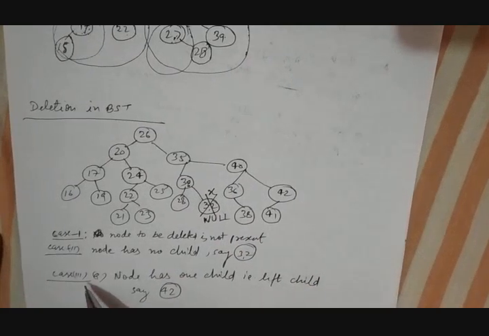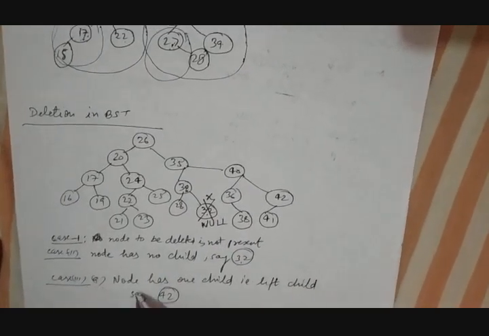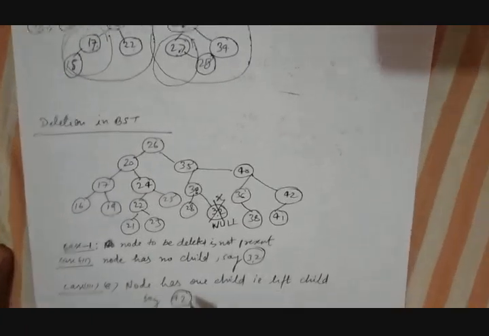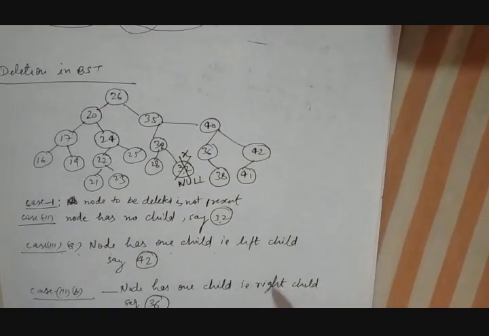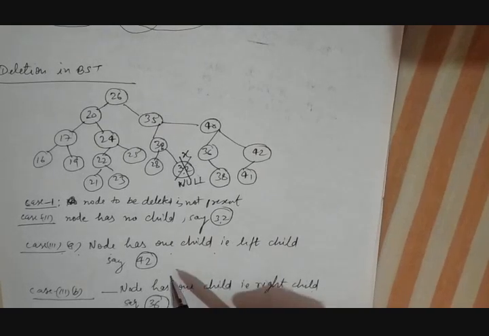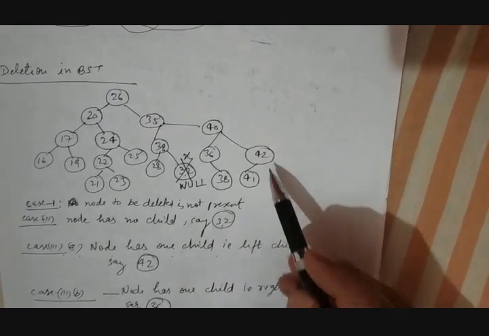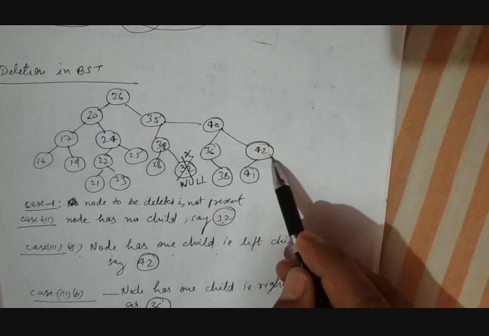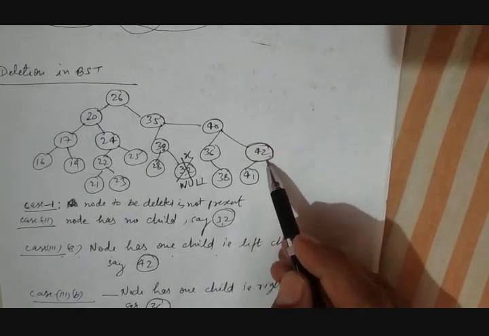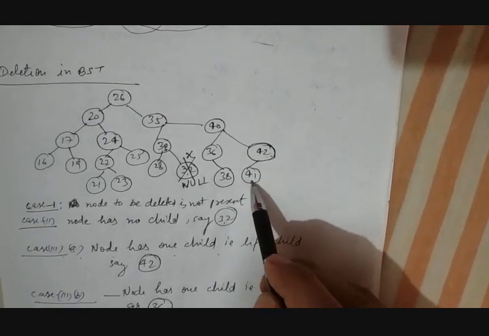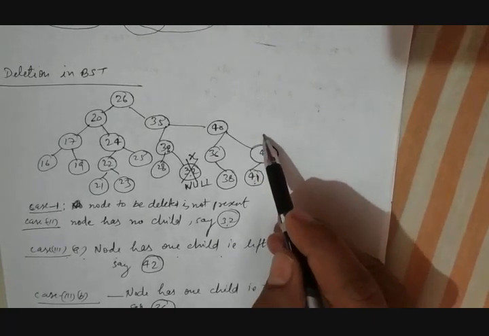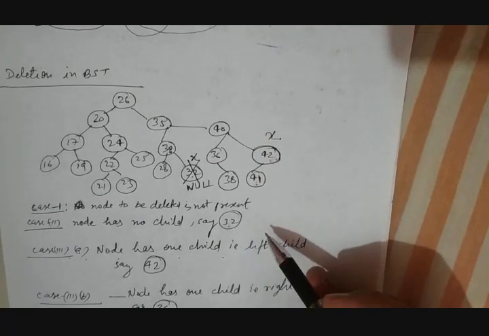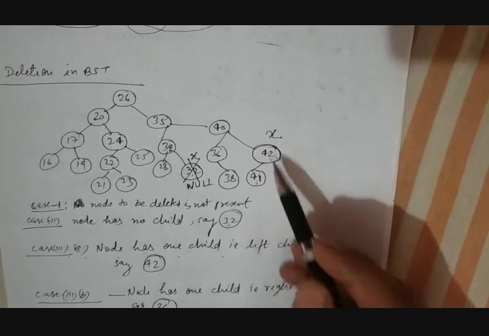Now the third A case is where the node which you want to delete has only one child, and that child is a left child. For example, just see here, 42. 42 is a node which you want to delete, and it has a single child, and that child is the left child of this 42. 41 is the left child of 42. So you want to delete this node over here. So how can you delete this node?